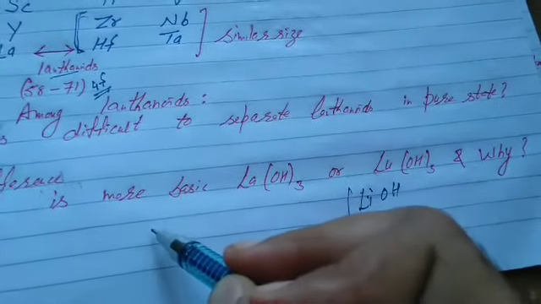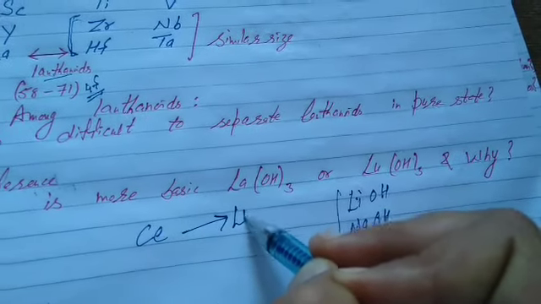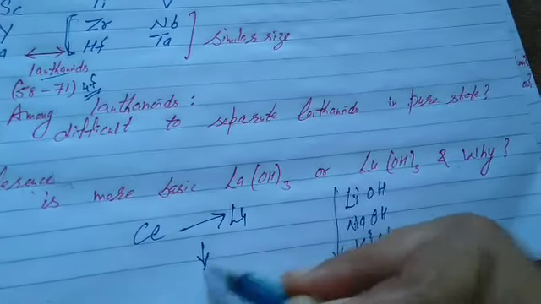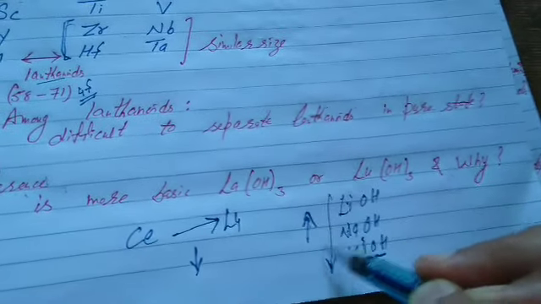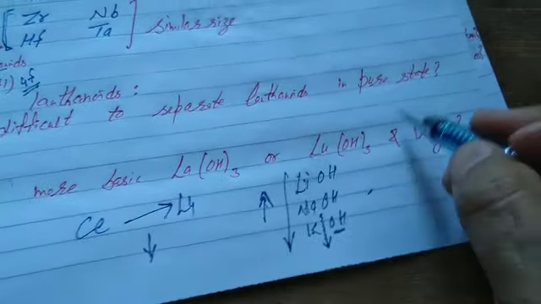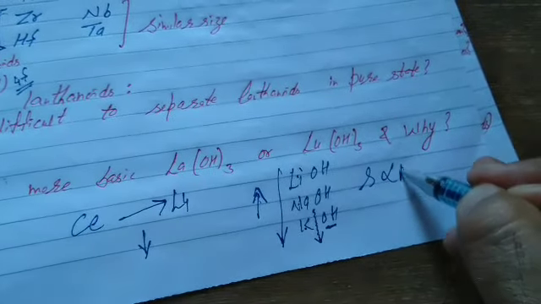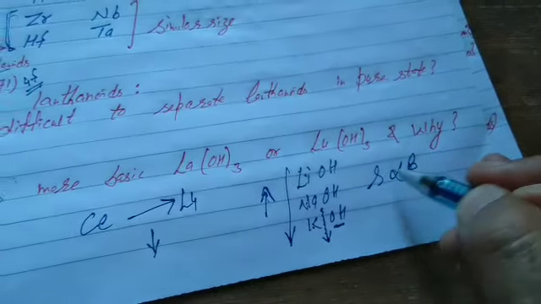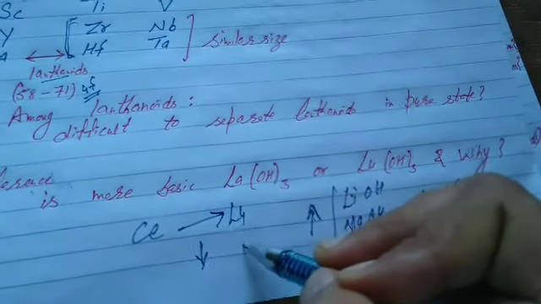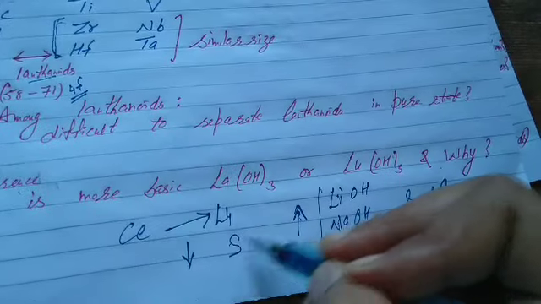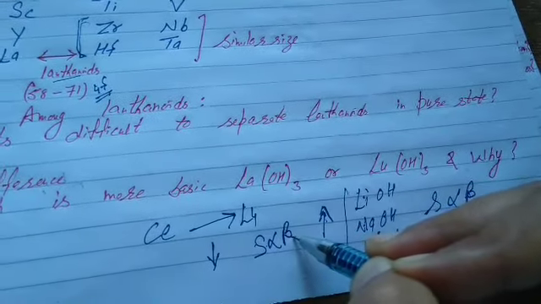But in lanthanoid contraction, when we move from cerium to lutetium, what happens? Students, size decreases. Size increase, basicity increase. Size is directly proportional to basic nature. Bond becomes weak. But here, size decreases. When size decreases, since size is directly proportional to basic nature, basic strength decreases.